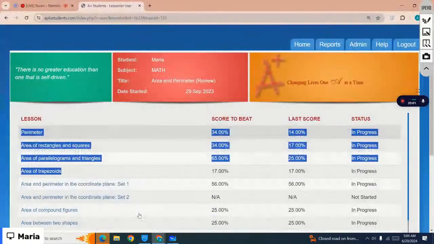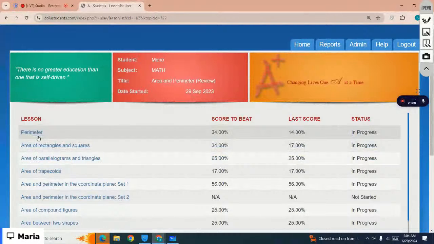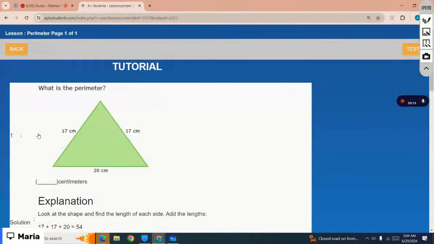Here I'm on grade 10 math. The chapter we are on right now is area and perimeter. Let's just start with the lesson that is perimeter. So what is the perimeter of a closed shape? The perimeter is the sum of all the side lengths of a shape, right? So for this, you have to add all the side lengths.